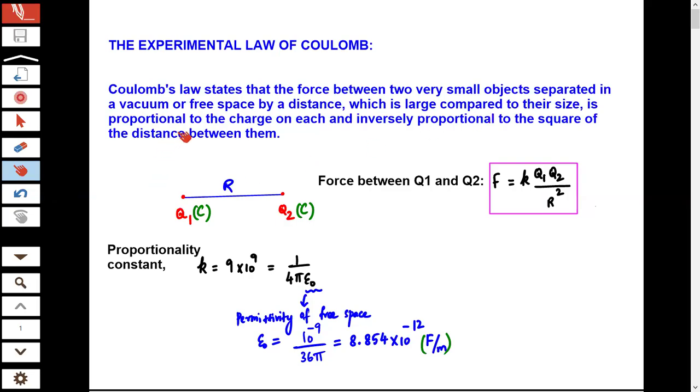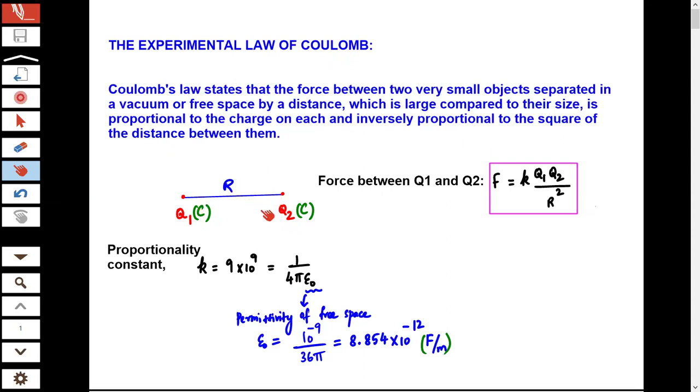Hello everyone. I'll discuss the experimental law of Coulomb in this video. Coulomb's law is given for force between two point charges. What do we mean by point charges? Point charges are charges whose size is very small compared to the distance of separation between the two.